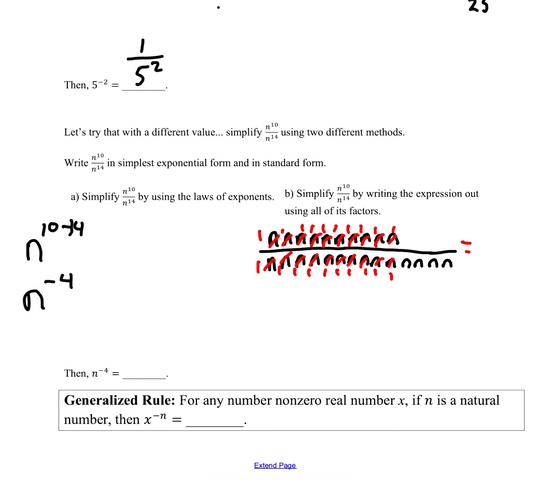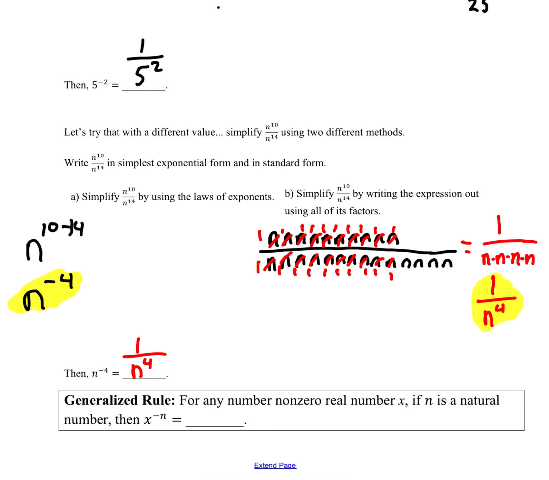So in the numerator, we have 1 times 1 times 10 ones, which would just stay 1. And in the denominator, it simplifies to n times n times n times n. So we have 4 leftover n's in the denominator, which, written in exponential form, would be n to the 4th. So n to the negative 4th, which we simplified using law of exponents, is equal to 1 over n to the 4th, which we simplified using factors. So n to the negative 4th would equal 1 over n to the 4th.